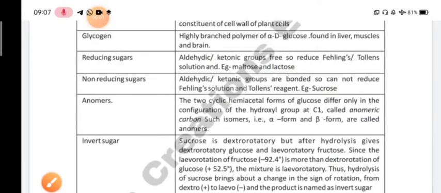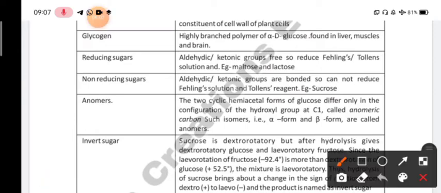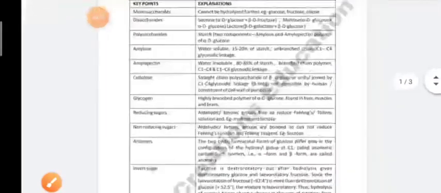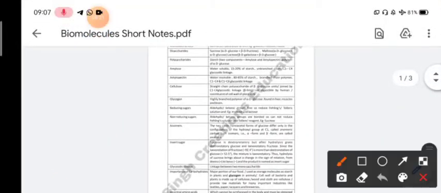So what is an anomer? Anomers are the two cyclic hemiacetal forms of glucose that differ only in the configuration of the hydroxy group, and they are called anomers. The carbon at that point, C1, is called the anomeric carbon. Okay, let me explain it further.